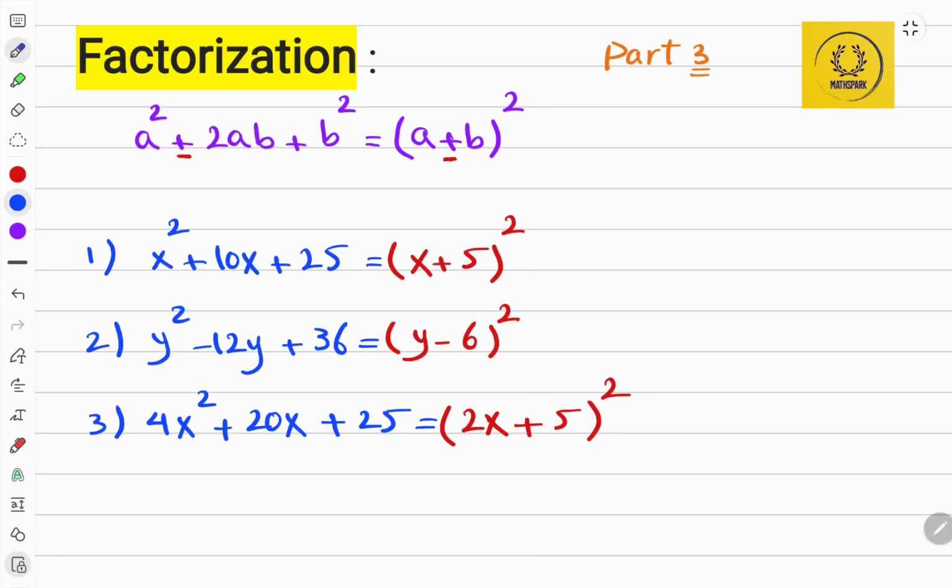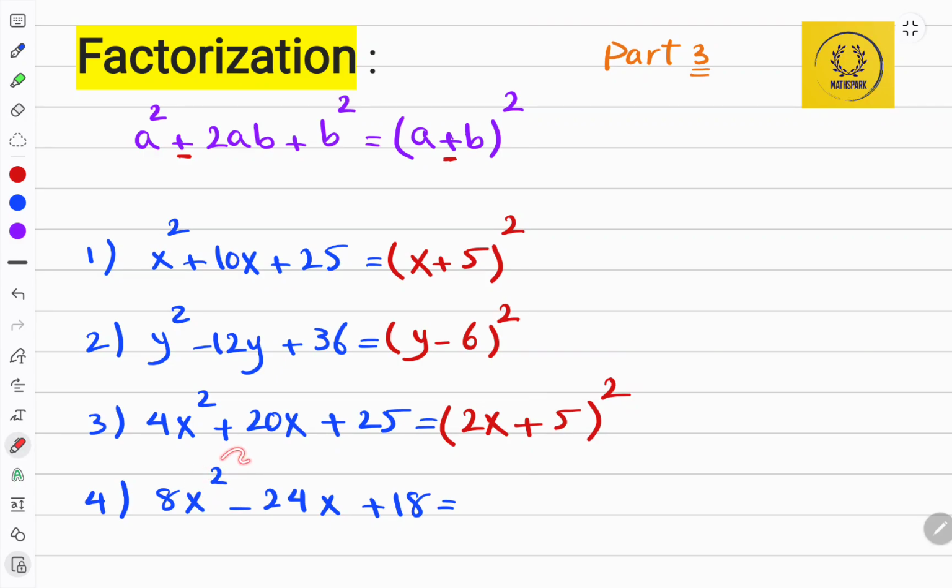And because the middle term is positive, we have a positive sign here. How about this one? 8x squared minus 24x plus 18. Okay, we have three terms, so we should check for a perfect square trinomial.